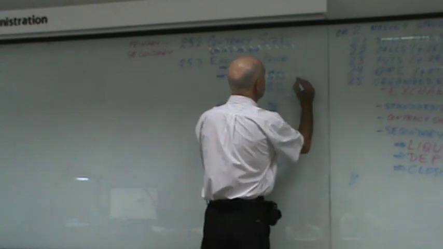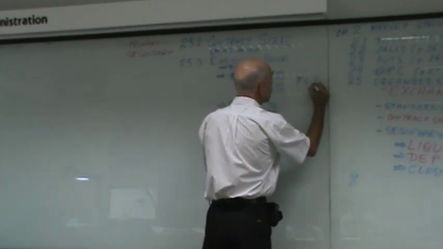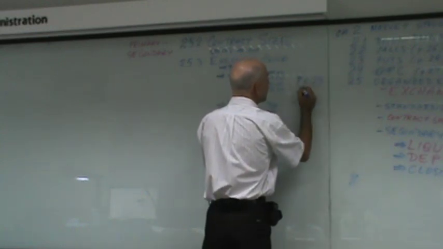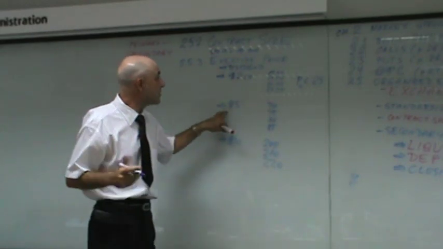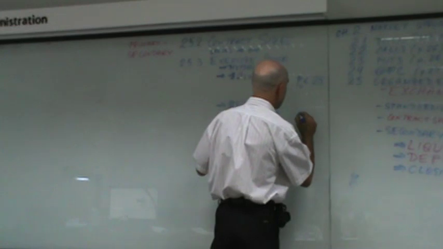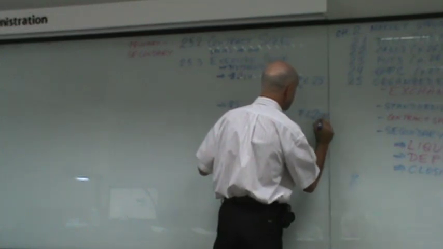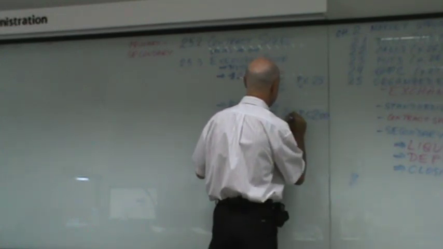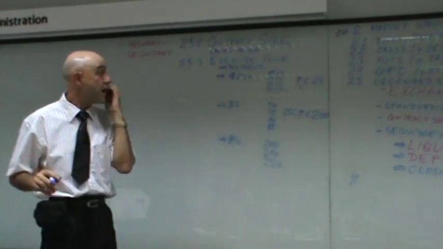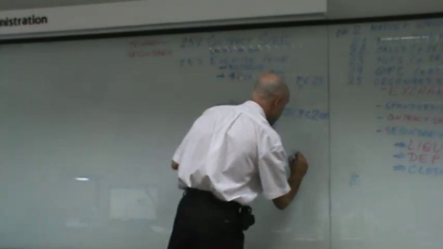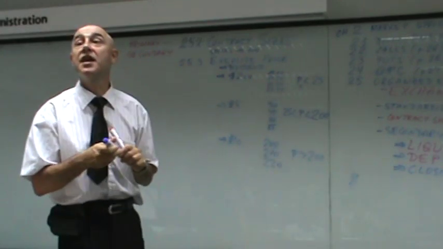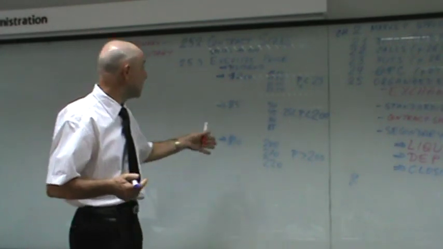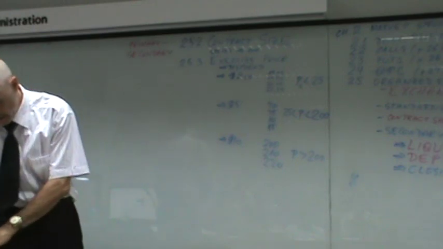Okay? So, the 2.50 is when the price is less than 25. Okay? $5 is when its price is less than 200, but more than 25. And here, the price is greater than 200. All right, that's the exercise price.